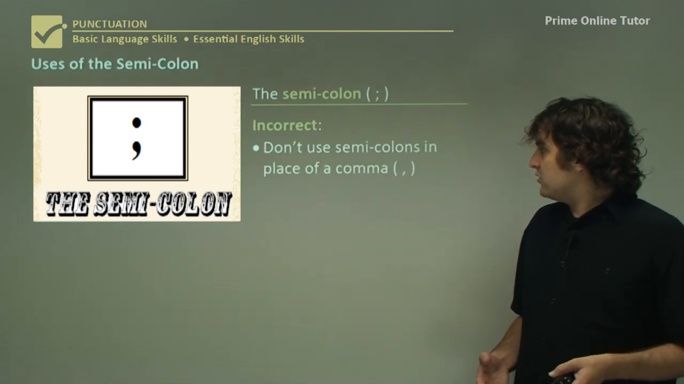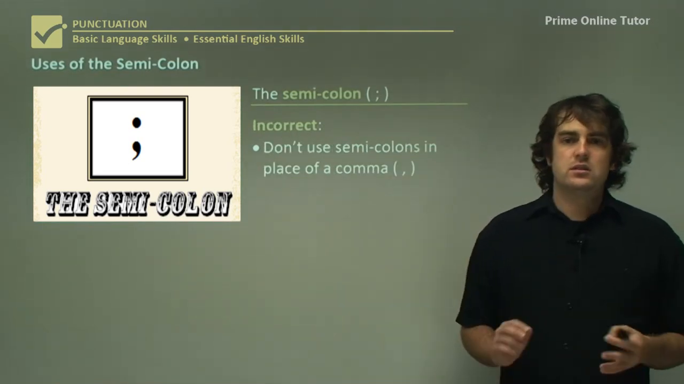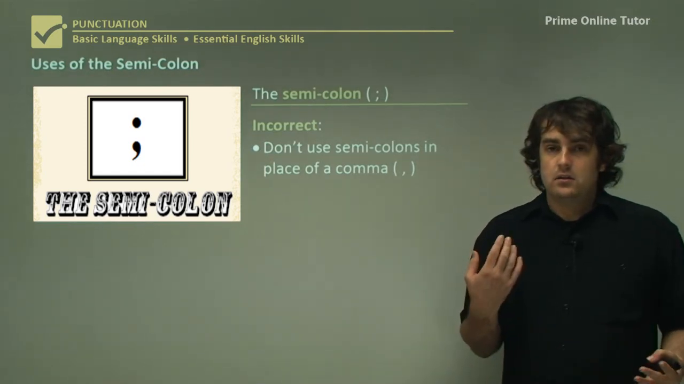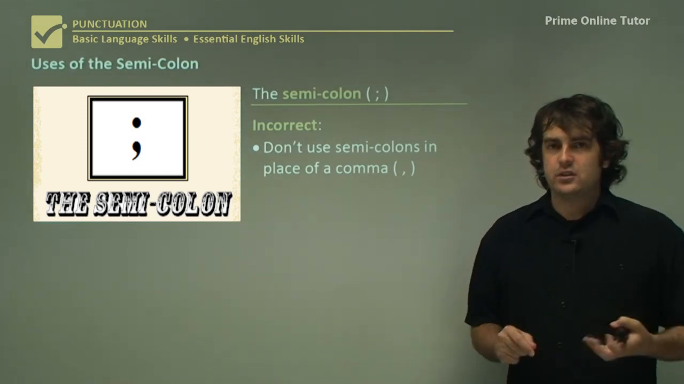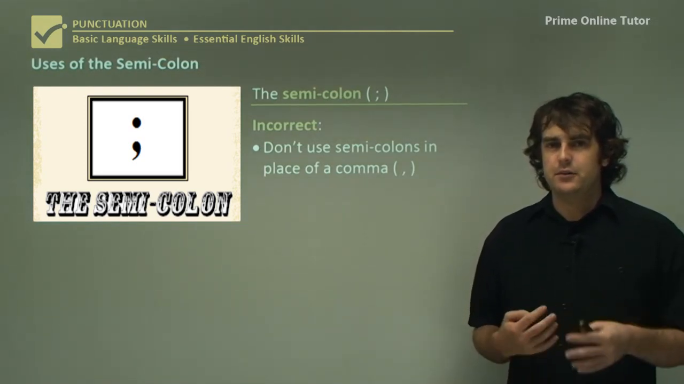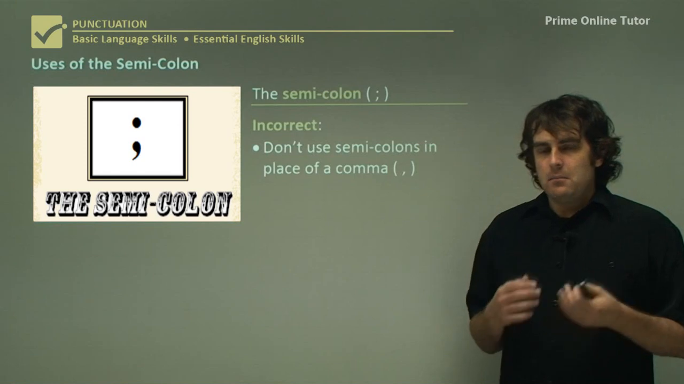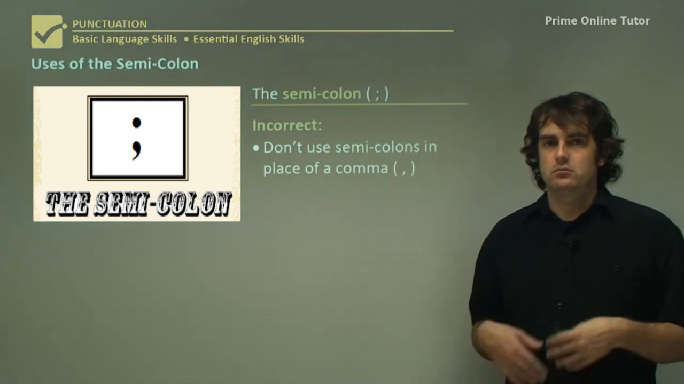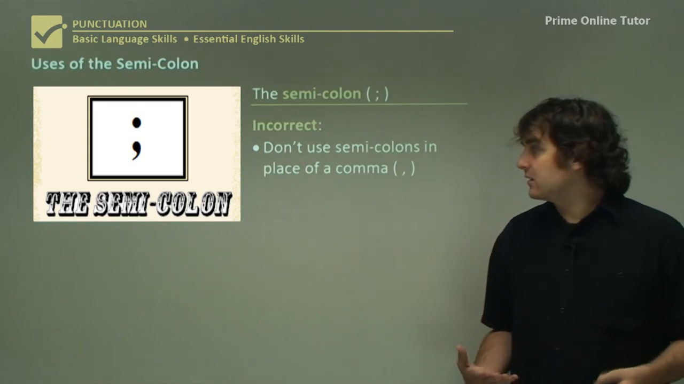All right, the incorrect usage is basically you never use semicolons in place of a comma. And this happens occasionally, but sometimes they do get used too much. It might not necessarily be incorrect, but it does break up your writing a lot more than what's needed, and it will affect the flow of your sentences and your argument in particular.